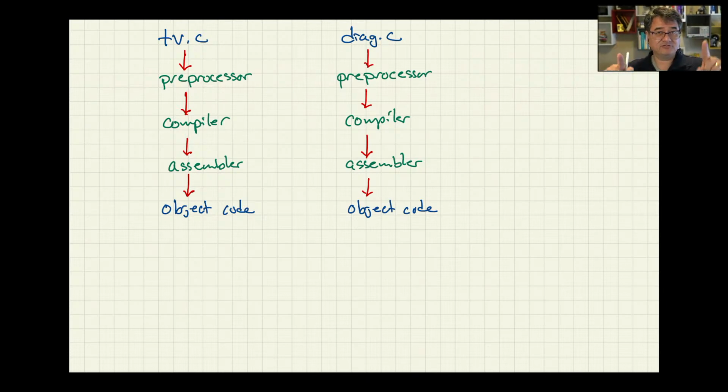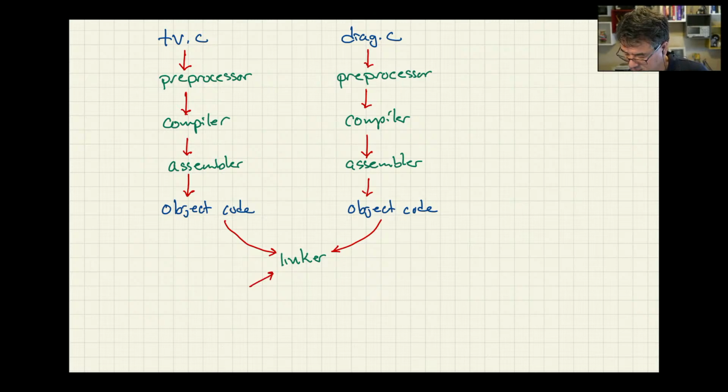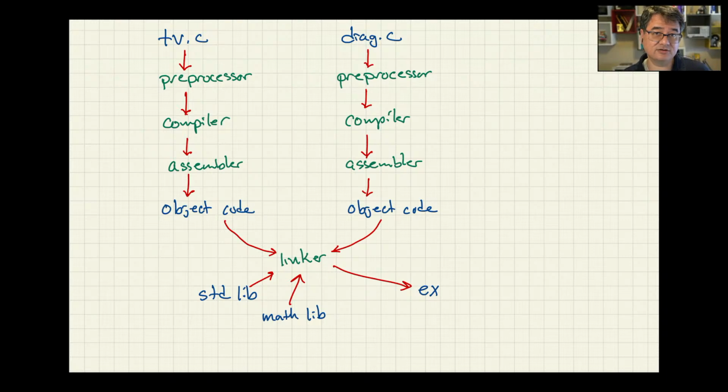Once we have the object code from each one of those files, then the linker takes over. It brings in the object files from each one of those, and then links in also the standard library, and it also brings in the math library, and then finally it writes to the disk the executable.